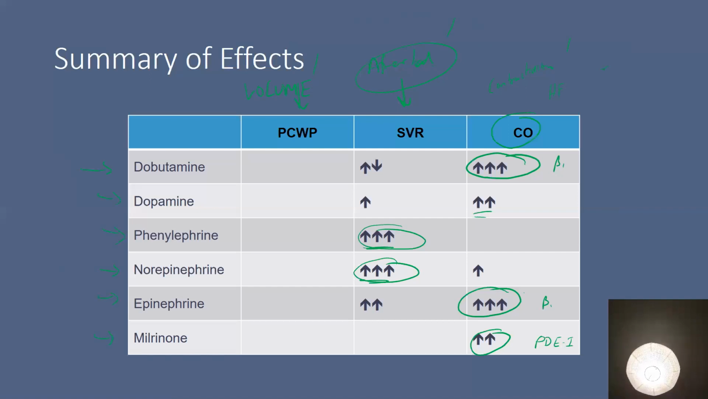So that's why the physiology always comes first, and understanding what's causing that physiology and what's driving it, and then you manipulate your receptor to get the result that you want. The end.